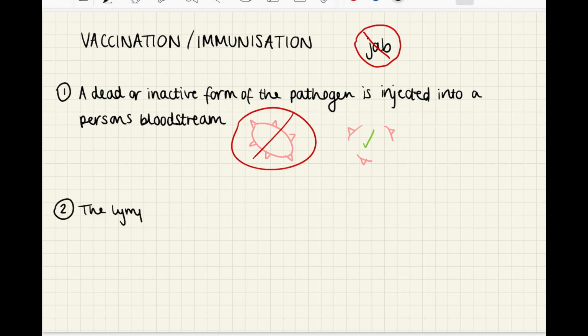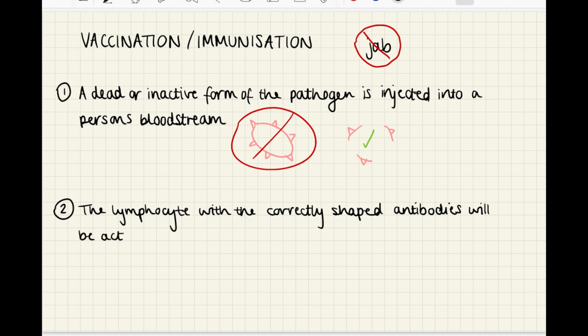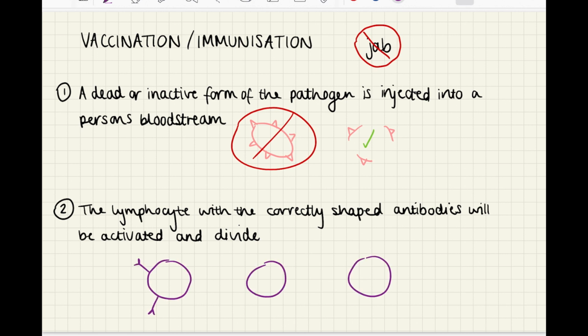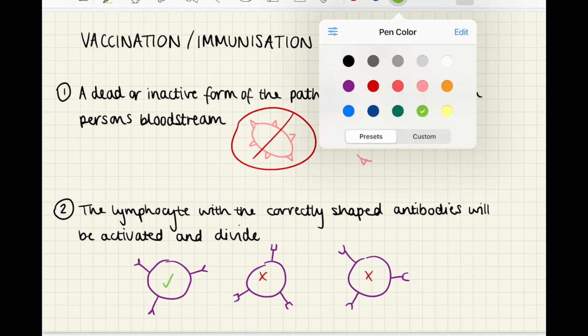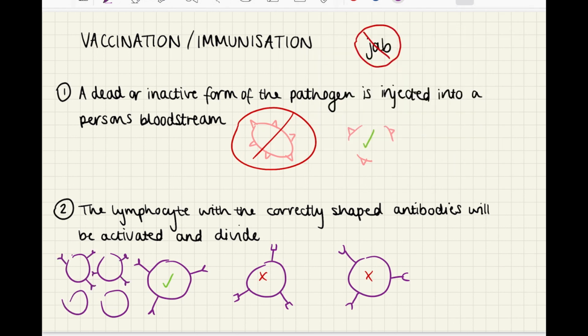Now, step 2 onwards is where this story is going to quickly become quite familiar to you, I hope. So step 2, the lymphocyte with the correctly shaped antibodies will be activated and divide. We haven't injected a whole pathogen, but we've injected an inactive form of it or fragments of it, which means there are still antigens present. And so the lymphocyte that has the correctly shaped antibody is still going to be activated, just as if the person had been exposed to the pathogen, kind of as normal, like naturally.